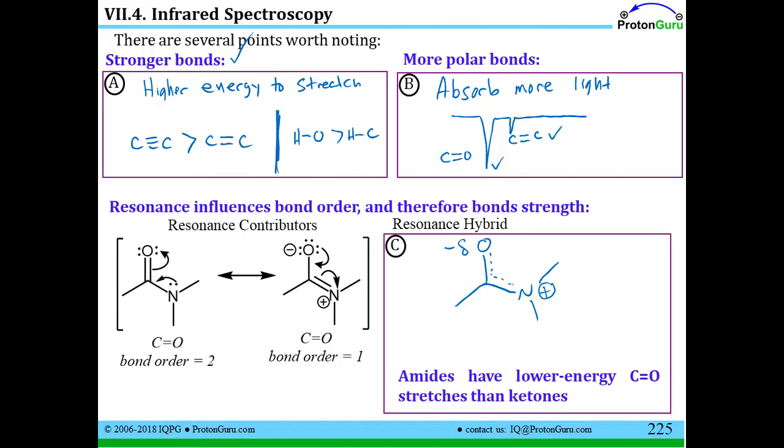Now you'll see that the resonance hybrid, which is a better approximation of the real structure than either resonance contributor itself, we see the CO bond is not a full double bond. It's weaker than in, for example, a ketone that does not have resonance stabilization. And for that reason, we would expect the amide CO stretch to have a lower energy of stretch than the CO bond that is a full double bond in the ketone.